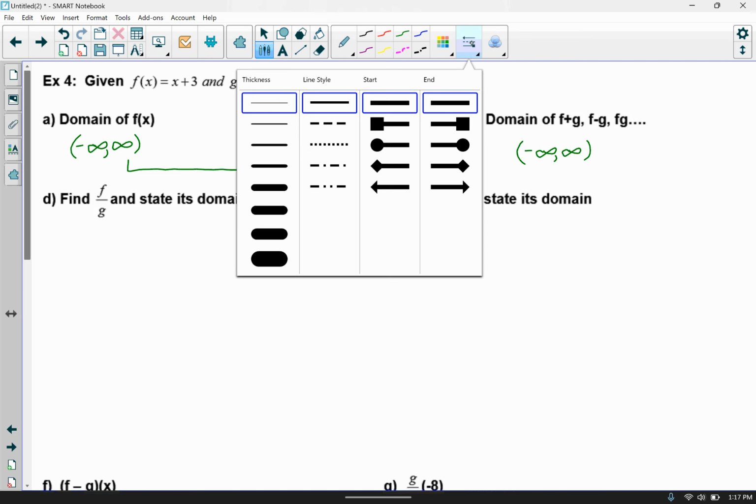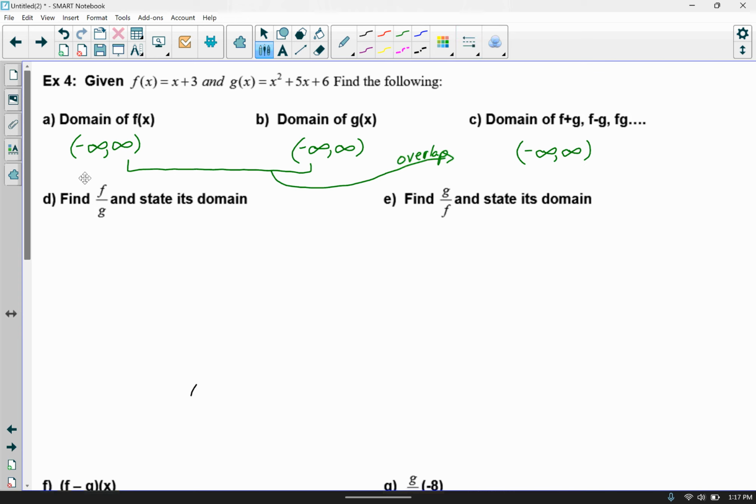Okay, so f over g, so f is my x plus 3, g is my x squared plus 5x plus 6. If you need help with factoring, I will post a factoring review for you here with this unit. It'll pop up just a little bit here in this unit, but it really pops up in the next unit. So I'm about to talk a little bit about factoring, and so if that's completely foreign to you, be sure you watch that video.